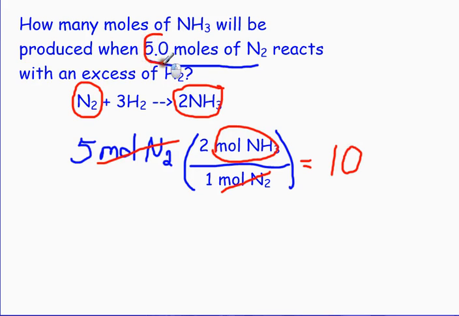Notice that this time I had 5.0, which has 2 significant figures. Now the coefficients are just whole numbers, but they have to be whole numbers. So even though it's written as 2, I know that that is exactly 2 because you can't have decimals for coefficients. So your coefficients will never affect your significant figures. So the 5.0 tells me that I need 2 significant figures in my answer, so 10 with a decimal point, and that's how many moles of NH3 I have.